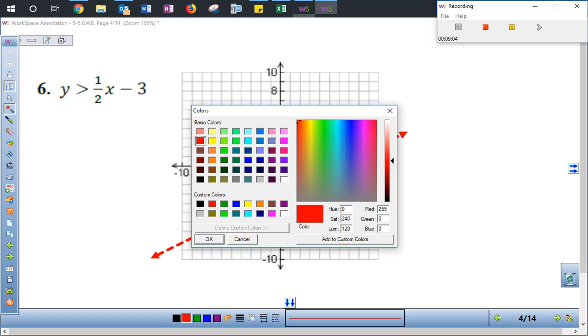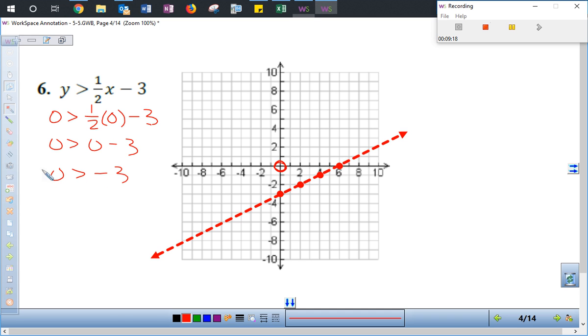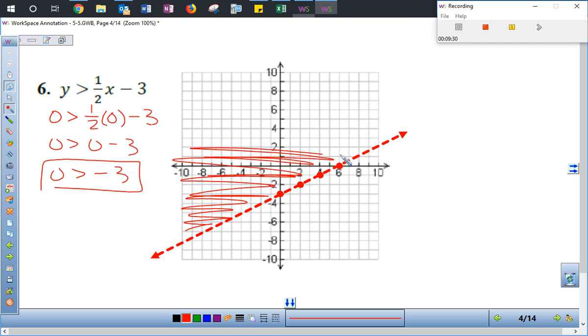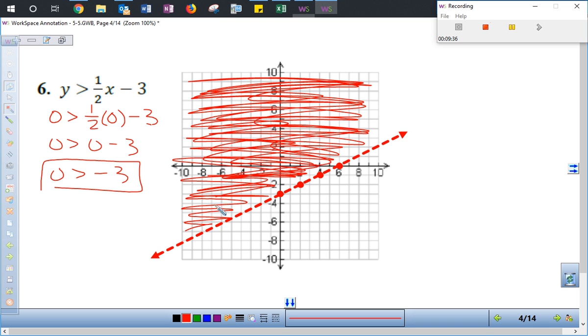We're going to substitute it in to see if it works. So I'm always going to put a 0 in for y and a 0 in for x. So 0 is greater than 0 minus 3, 0 is greater than negative 3. If it's true, if it works, we're going to shade on the same side as that. So on number 6, it definitely works, so I want to shade above my line. Now remember, do not cross your line. We want to shade on the same side as that (0, 0).